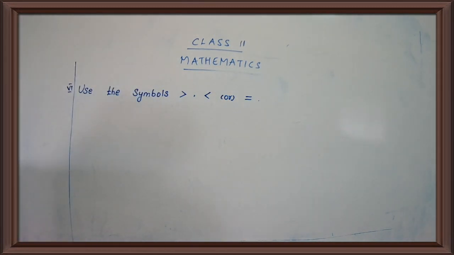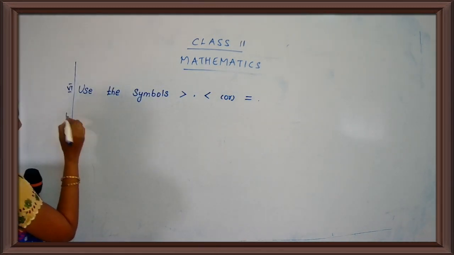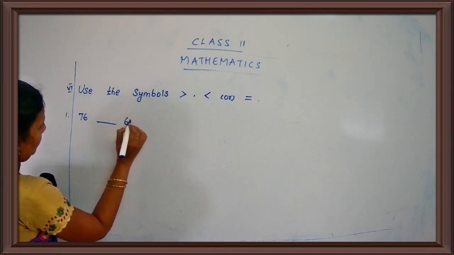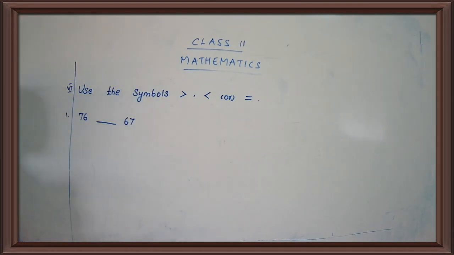Okay, now we come to the lesson. First one: 76. What is this number, children? 76, and another one is 67. Yes, one is 76 and the other side is 67.